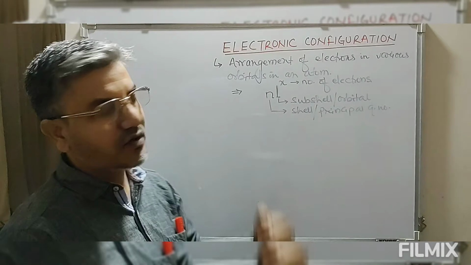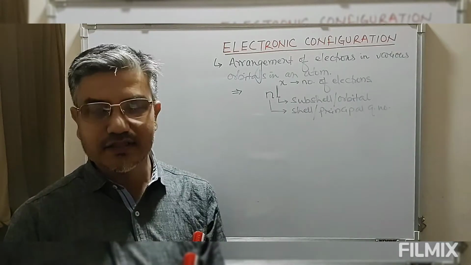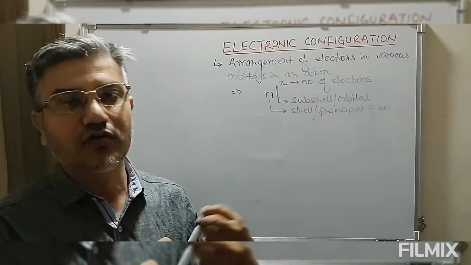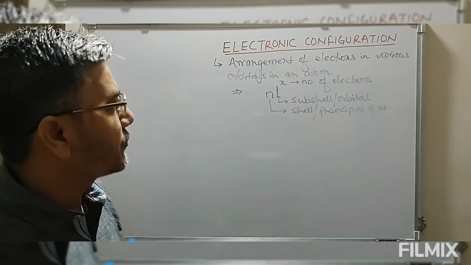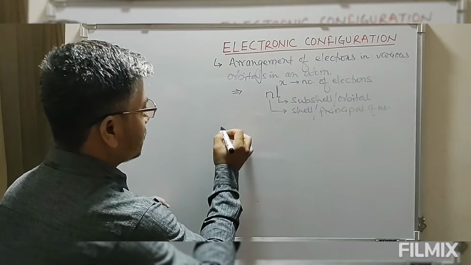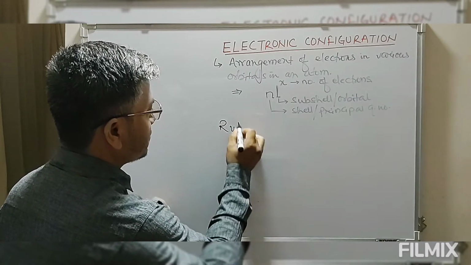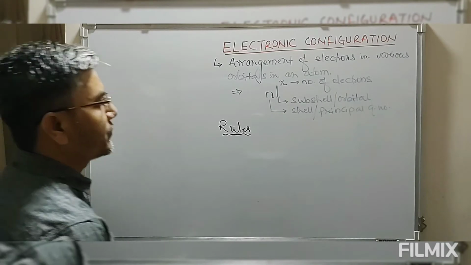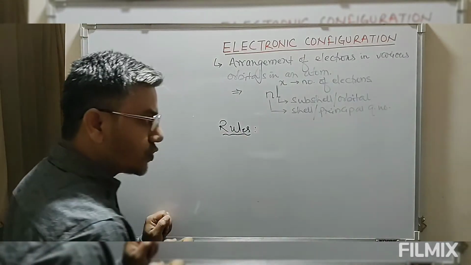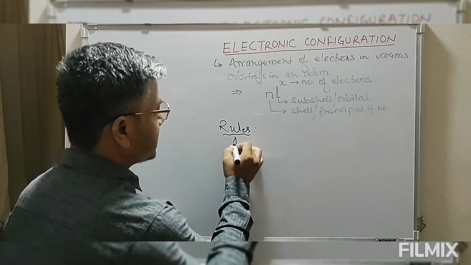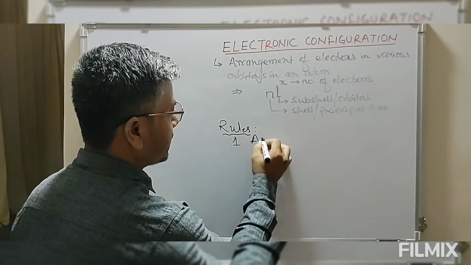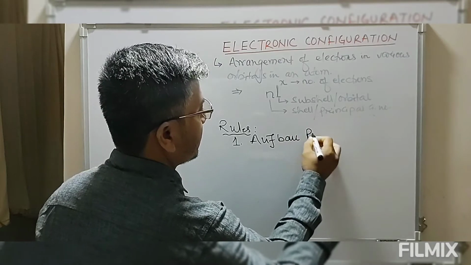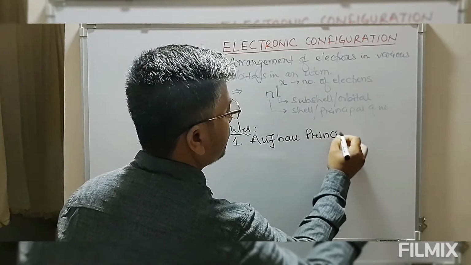Now this placement of electrons requires certain rules. So there are some rules which have to be followed for writing electronic configuration. So let's discuss the rules first. Rules for writing electronic configuration. The first rule, rule number 1, is the Aufbau principle.